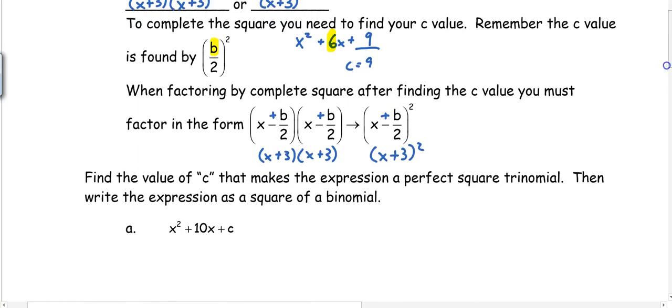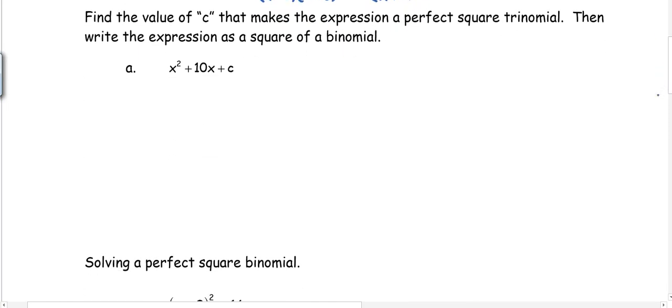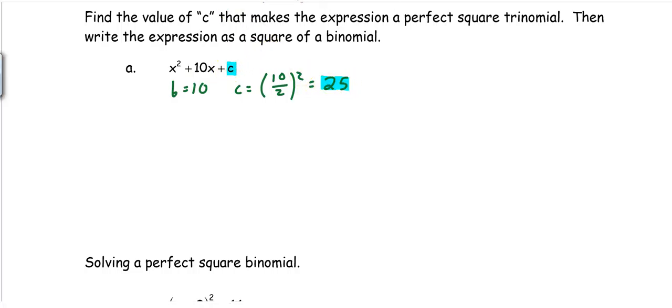So let's look at a few examples. The first one: find the value of c that makes the expression a perfect square trinomial, then write the expression as a square of a binomial. We look at our equation, and our b value is 10. So to get our c value, it's 10 divided by 2 squared. 10 divided by 2 is 5, squared is 25. So I'm going to rewrite this expression putting 25 in place of c, and I get x squared plus 10x plus 25.